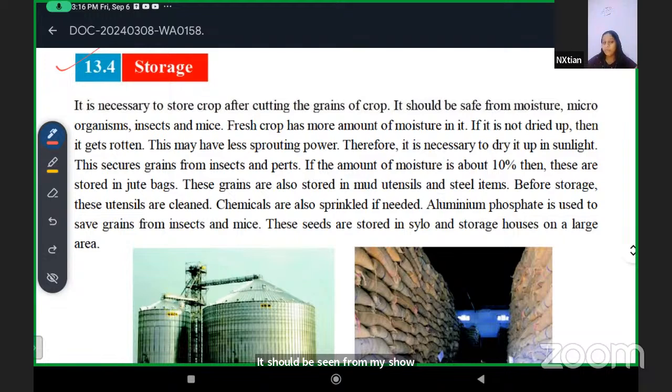Fresh crop has more moisture in it. If it is not dried up, then it gets rotten. It may also have less sprouting power. Therefore, it is necessary to dry it up in sunlight. Crops are dried up in sunlight.